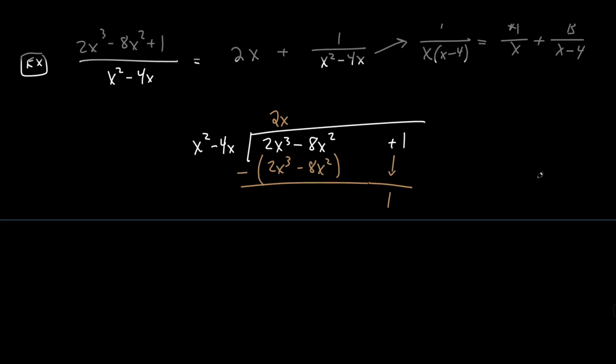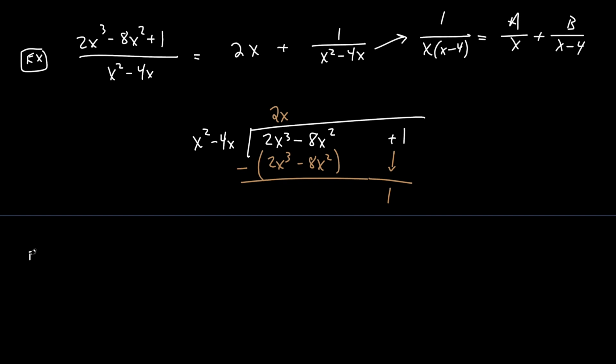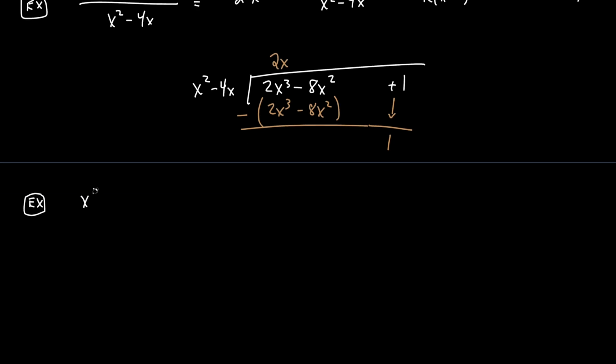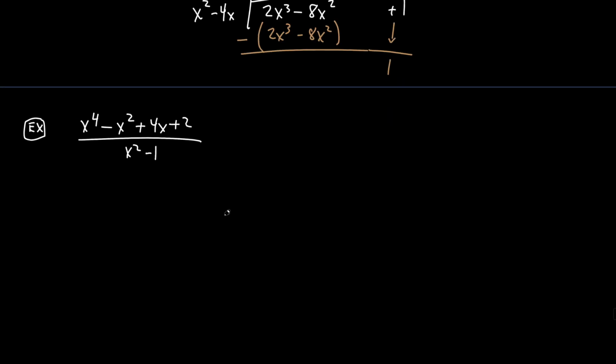Now let's go ahead and try one more long division just to really solidify this here. Make sure we got some practice on this. Let's say I wanted to take x to the power 4 minus x squared plus 4x plus 2, and I'm trying to divide that by x squared minus 1. Again, notice that this is an improper rational function. The numerator has degree 4, the denominator has degree 2. So we're going to go ahead and try and tackle this.